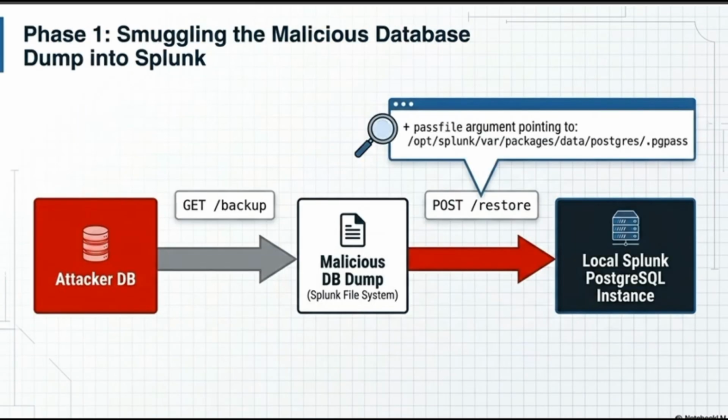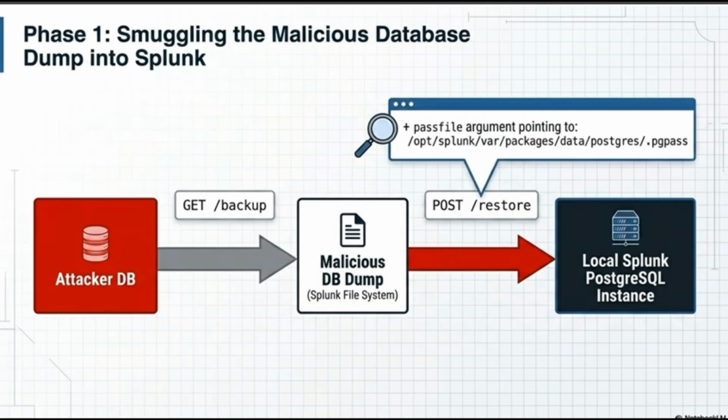Let me walk you through the full attack chain. Now exactly what the hacker does. Phase 1. Smuggle the malicious database dump into Splunk. Attackers set up their own PostgreSQL database server. This database contains the malicious dump. Essentially, a database file with hidden destructive instructions baked in.